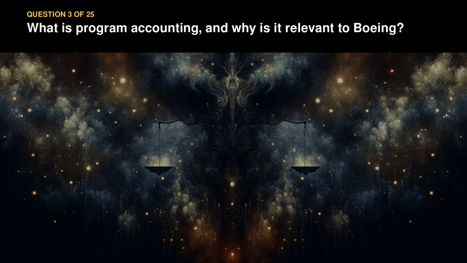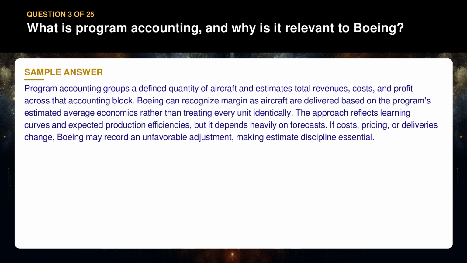Question 3. What is program accounting, and why is it relevant to Boeing? Program accounting groups a defined quantity of aircraft and estimates total revenues, costs, and profit across that accounting block. Boeing can recognize margin as aircraft are delivered based on the program's estimated average economics rather than treating every unit identically. The approach reflects learning curves and expected production efficiencies, but it depends heavily on forecasts. If costs, pricing, or deliveries change, Boeing may record an unfavorable adjustment, making estimate discipline essential.